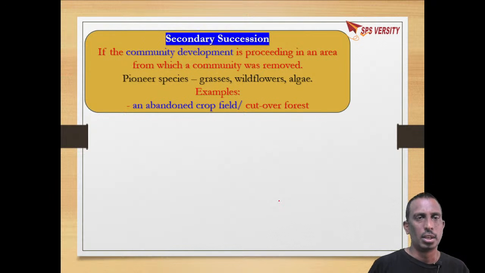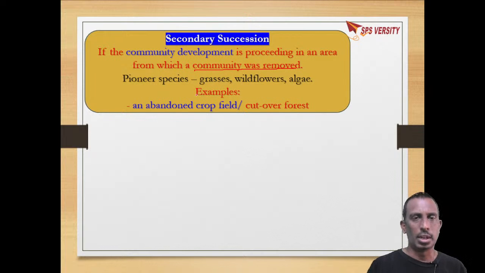Okay. And when you come to secondary succession, what is this secondary succession? We have studied about primary succession. So in secondary succession, community development starts in an area from which a community was there previously, but it was removed.